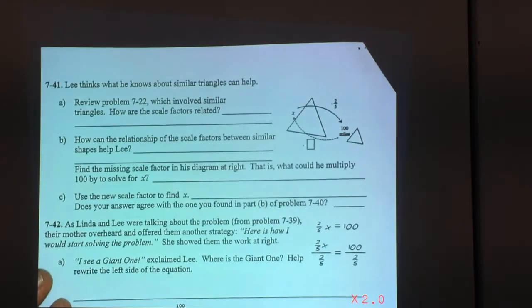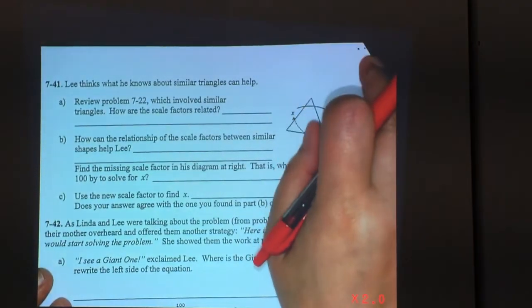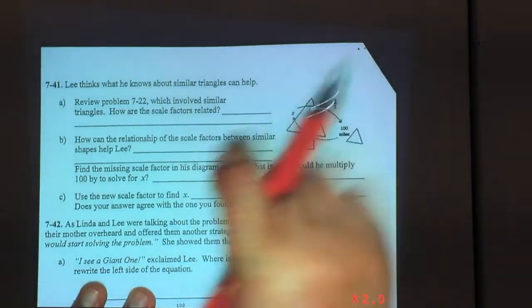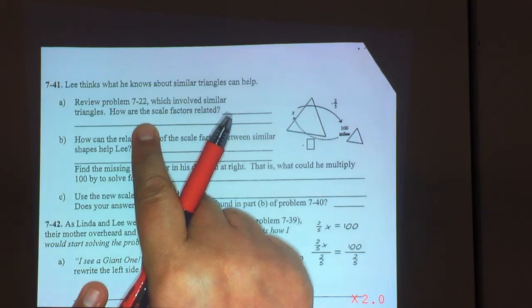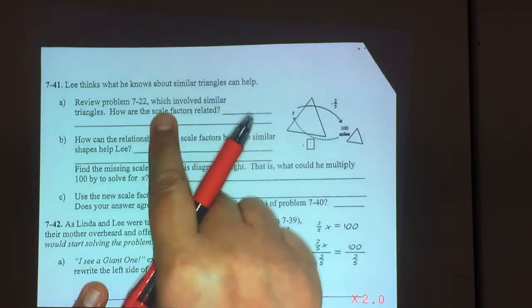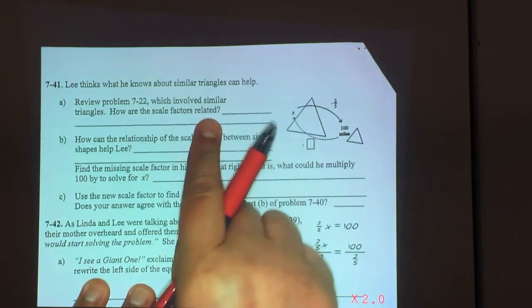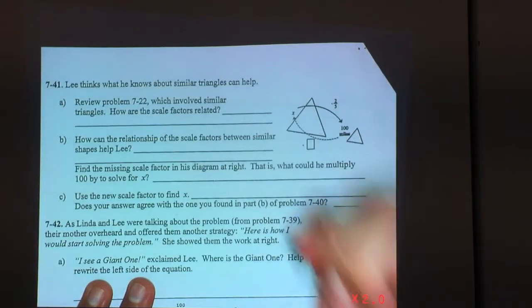These things that he knows about, what he knows about similar triangles can help. Okay, so we don't have 722 because that was not on this lesson, and I don't really remember which lesson that was, which involved similar triangles. How are the scale factors related? So I'll just tell you what to write here.